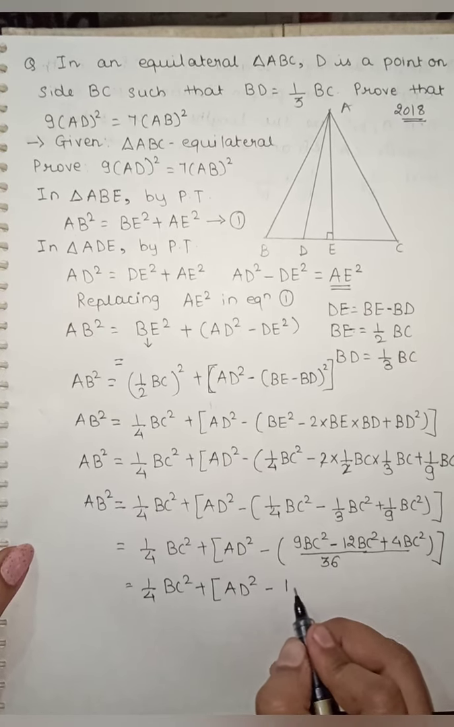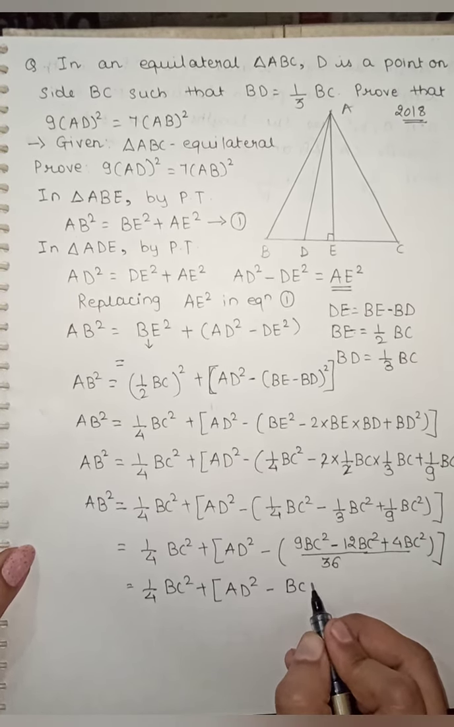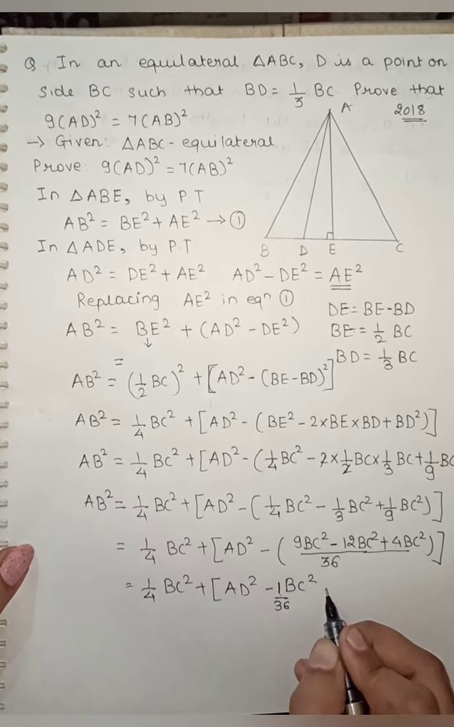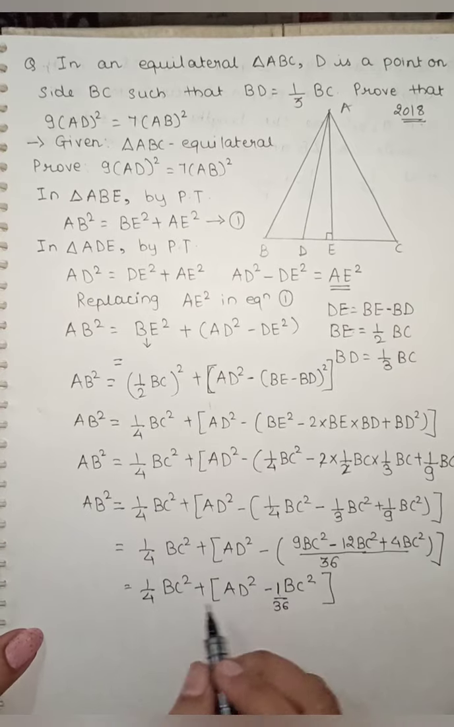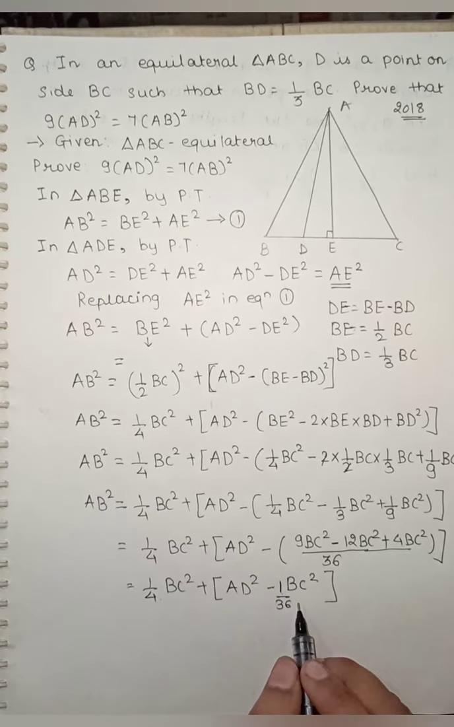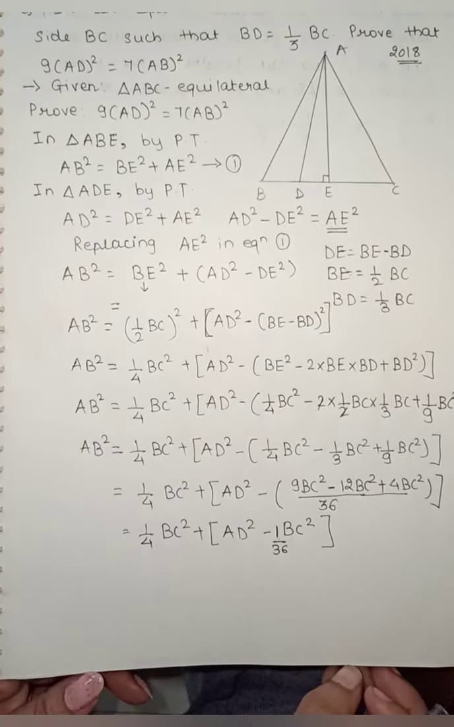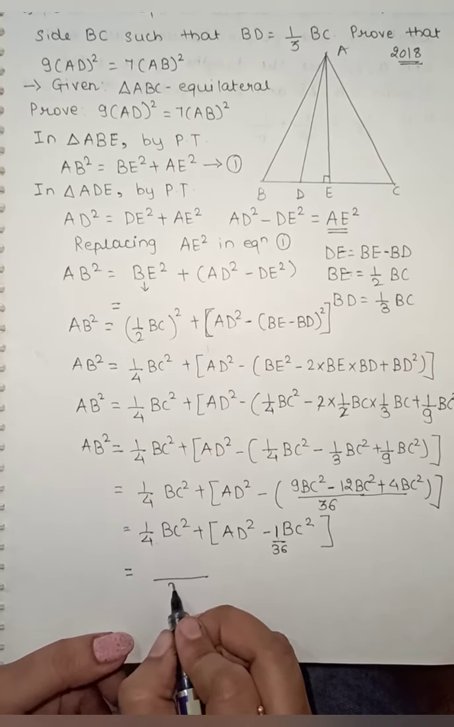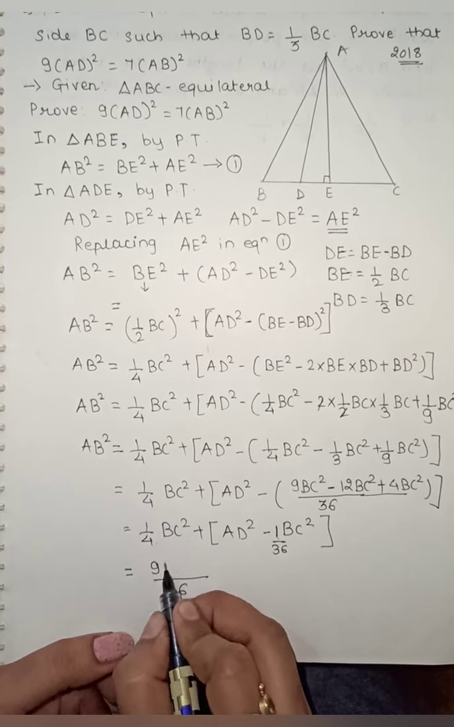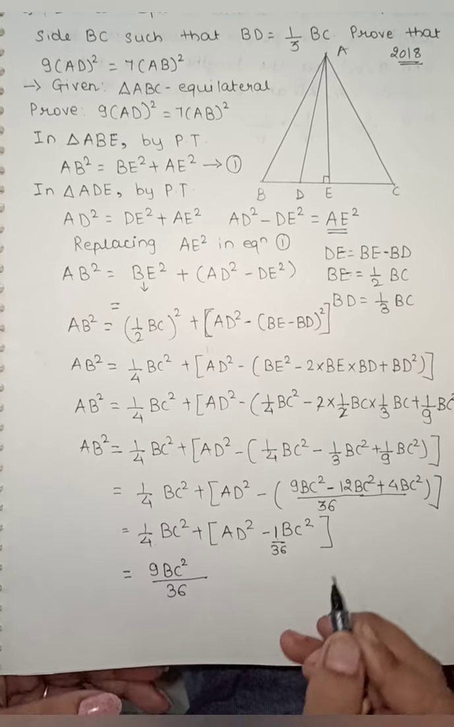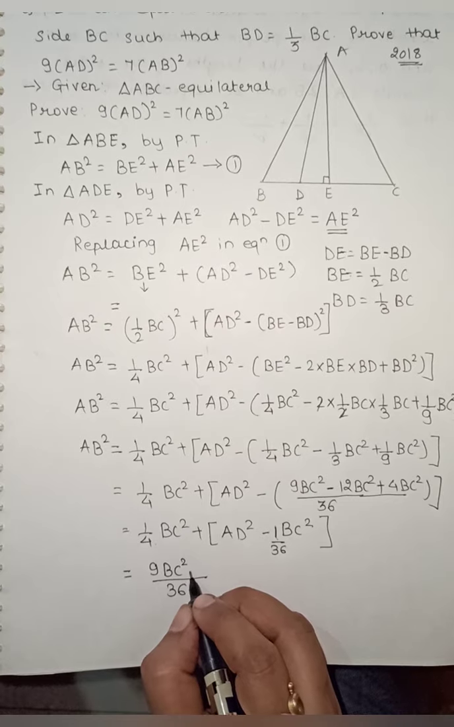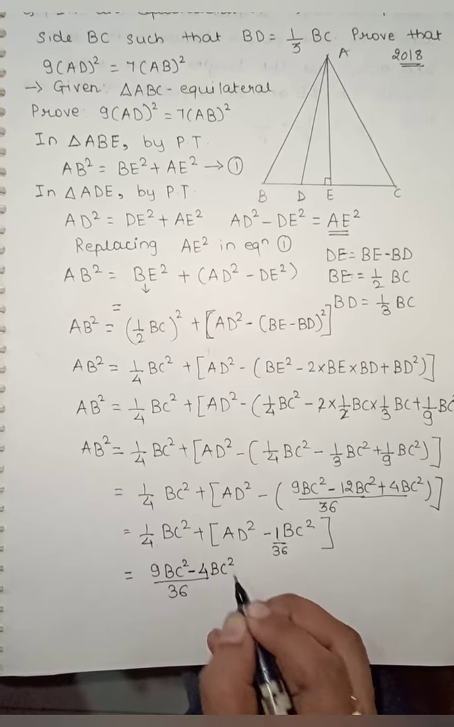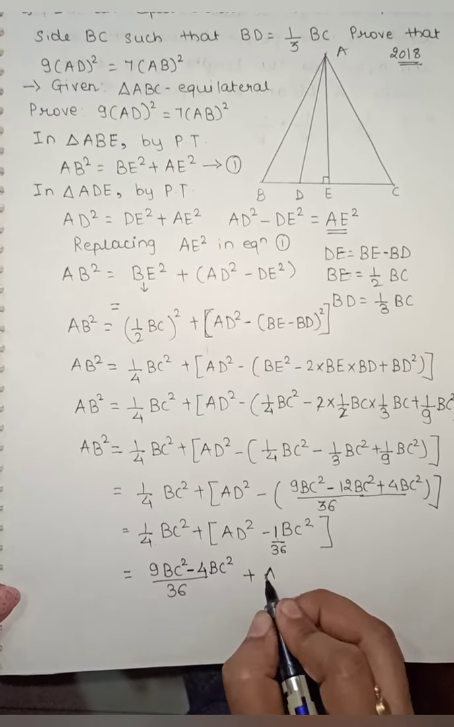So plus 1 and multiplied with minus, so it will be BC square by 36, or I will write it as 1 by 36 BC square. Okay, so now this is 1 by 4 BC square and this is 1 by 36 BC square. So we can take them together. Again the LCM would be 36. Here it will be 9 BC square, whereas here it will be minus 4 BC square and plus AD square as it is.